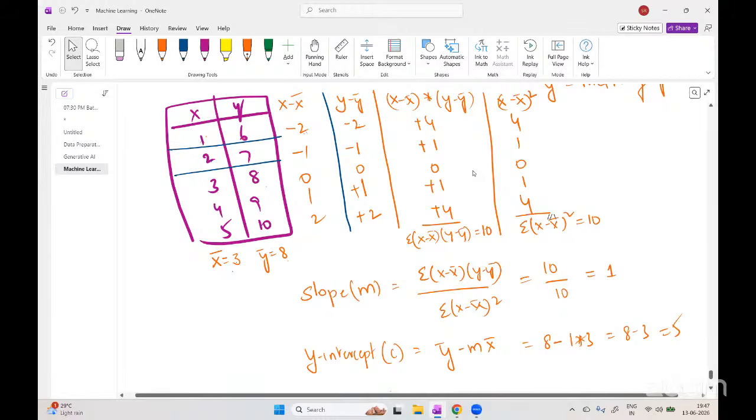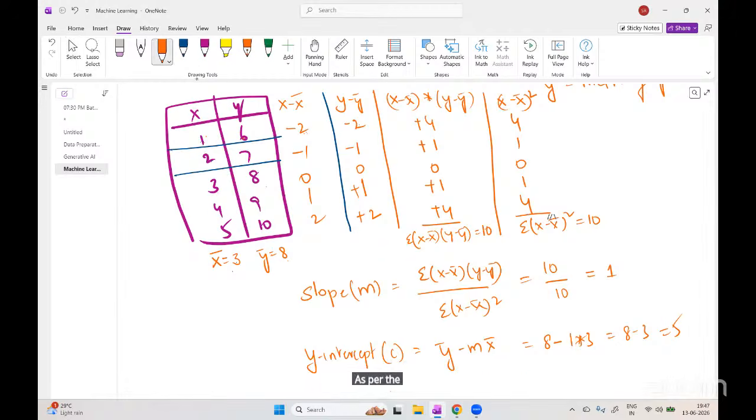Everyone, you can write now. This is the data. X is equal to 1, 2, 3, 4, 5. Y is equal to 6, 7, 8, 9, 10. Now you can write how it is calculated the slope. That is nothing but coefficient value. As per the Python, slope is called as coefficient. And this is called as intercept.